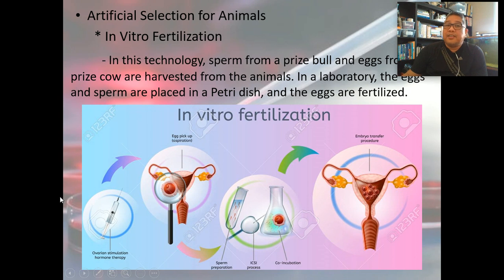Those are examples of artificial selection for plants and for animals.